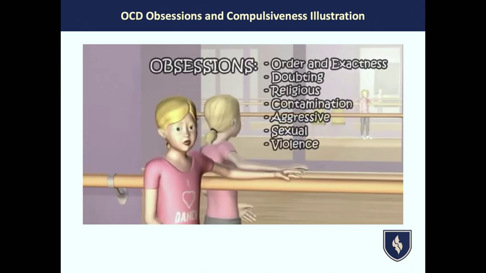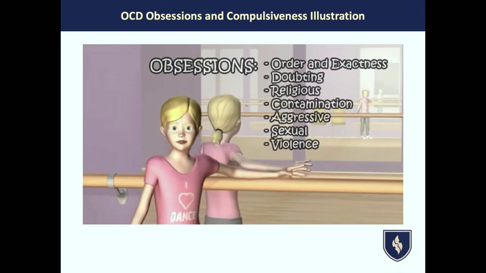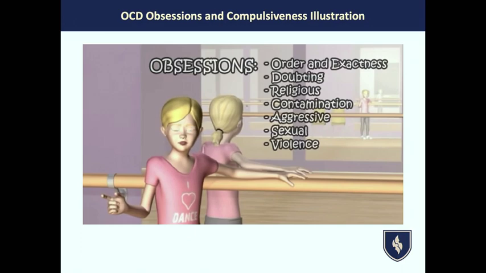People with OCD have all different types of obsessions. The important thing to know is that the obsessions are unwanted, intrusive, and repetitive thoughts or images, and that the person experiencing them knows they are unreasonable and excessive.